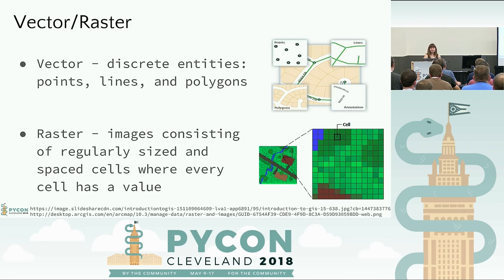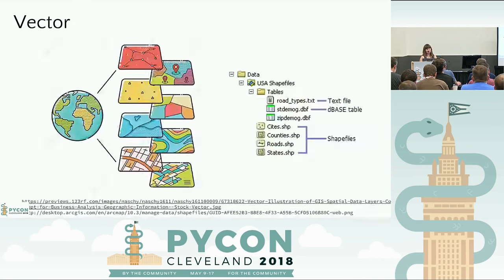In contrast, raster data is for modeling some feature that everywhere on Earth has a value. Like a digital elevation model is a raster that has equally sized cells, where every cell has an elevation value. So they're image formats, with regularly sized cells where every cell has a value of whatever you're modeling.